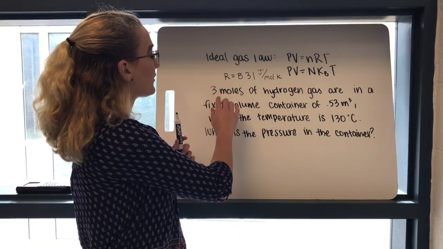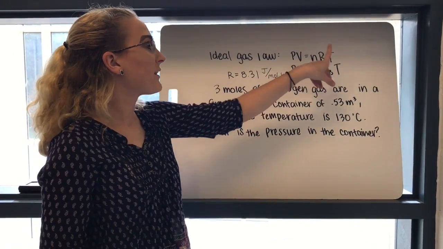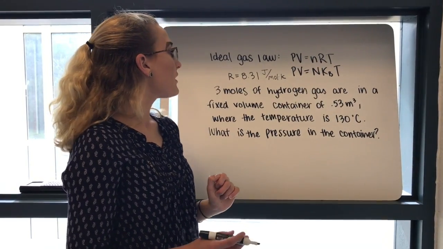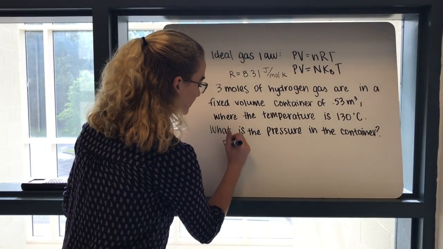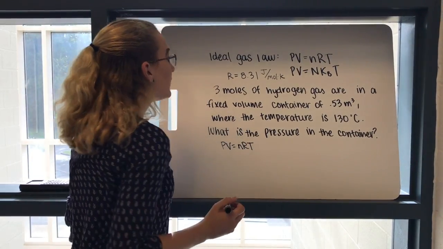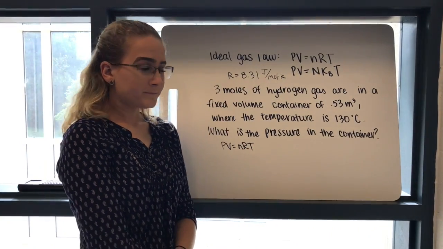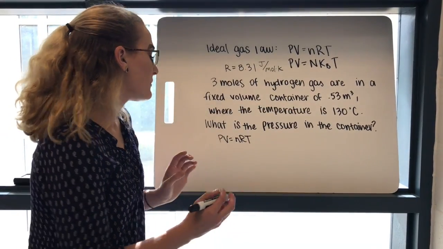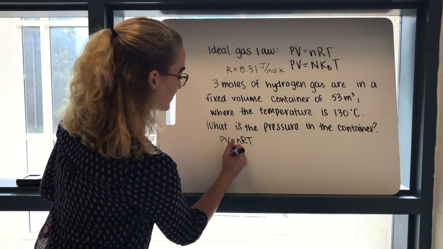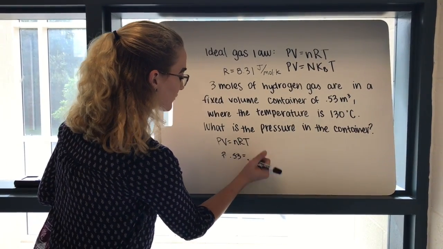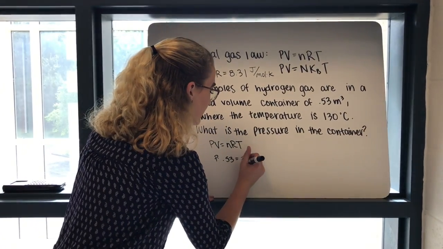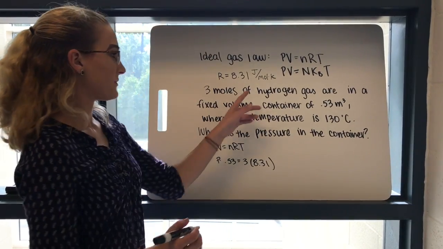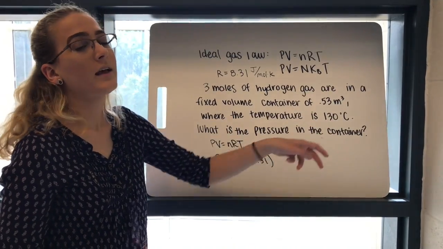So you may ask yourself, which equation will I use? Well, in this problem, we have 3 moles. So that means we're going to use the one with the little n and the R, because this is number of moles and this one's number of molecules. So we have PV equals nRT. R is going to be 8.31 joules per mole Kelvin. So we're solving for pressure. Our volume is going to be 0.53 meters cubed. Pressure times 0.53 equals the number of moles, which is 3, times R, which is 8.31, times the temperature. Now our temperature is given in Celsius, and that needs to be in Kelvin.